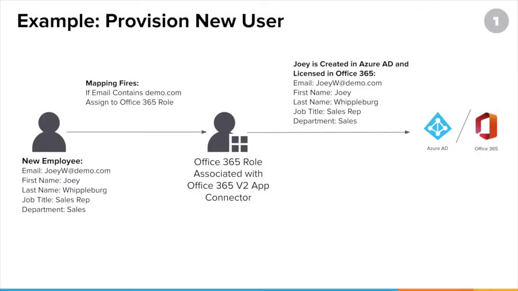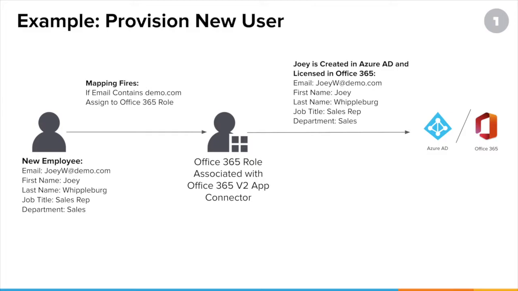So for example, a new employee, Joey, joins the company. Mappings fire off automatically when the new user record is created in OneLogin. And one of the mappings sees that Joey's email address contains the company's SMTP domain, demo.com. The mapping then automatically assigns him to the Office 365 role. That Office 365 role is associated with the Office 365 V2 app connector. Thus, Joey is assigned to the Office 365 V2 app connector.